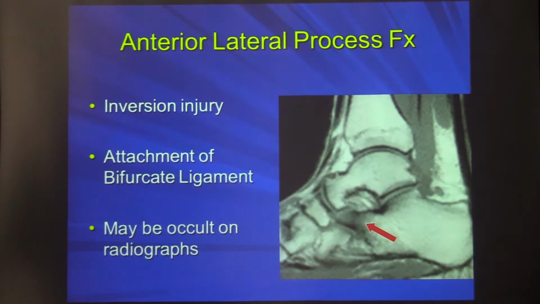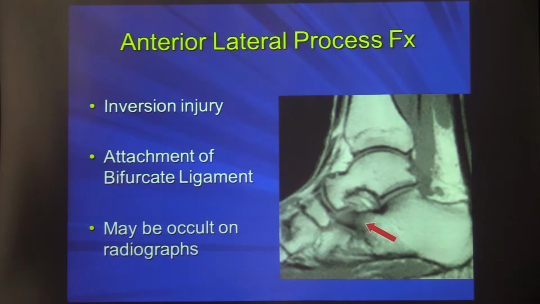Moving on briefly to anterior lateral process fracture. This is typically due to inversion injury. It's the attachment of the bifurcate ligament, which has limbs which go to the navicular and cuboid. And this fracture we bring up in this setting because it may be occult on radiographs. It may be obscured on the lateral projection.